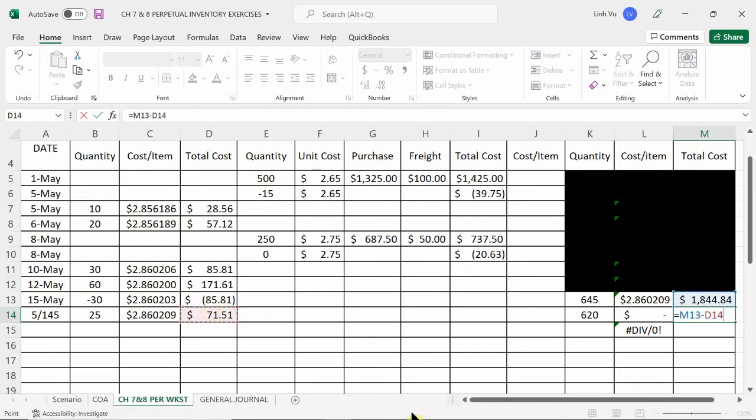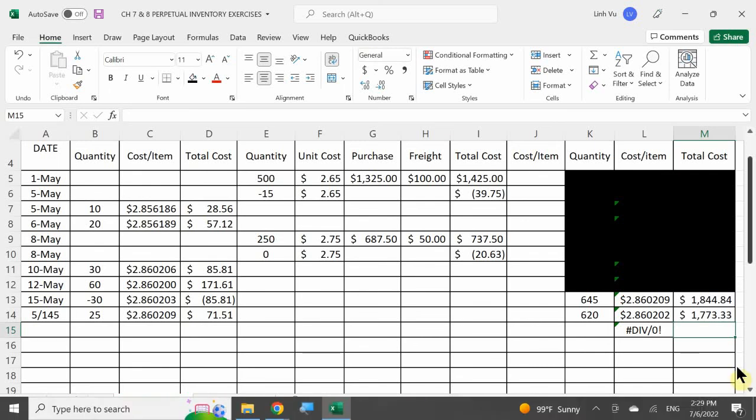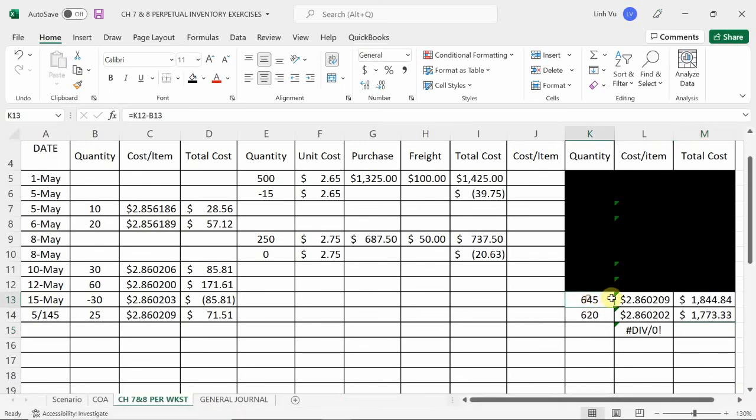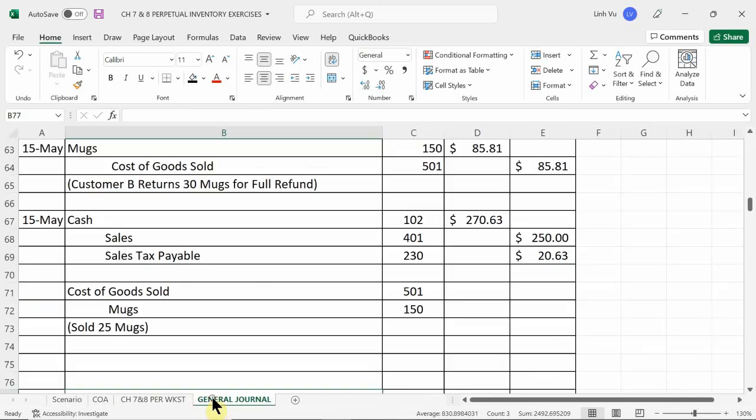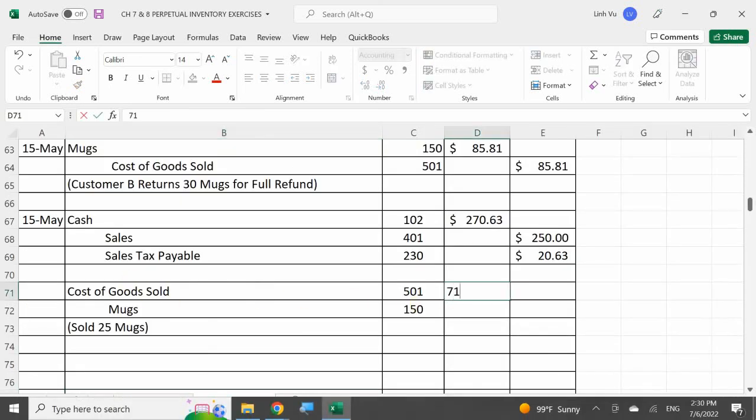At a new total cost of $1773.33. So that should drop my average cost per item by 700,000ths of a penny. All right. So now I have 620 units left to sell, and I just sold 25 of those mugs for $71.51. That's what it cost my business to sell those 25 cups.